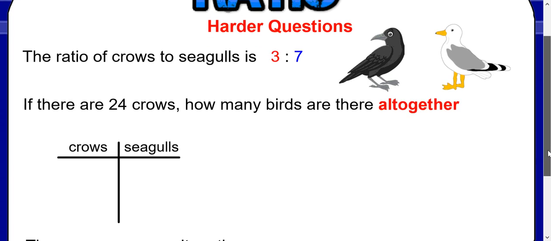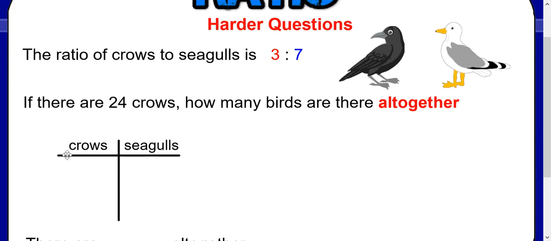So you start the same way with your table. You draw your table out with crows and seagulls. You can still put in your ratio at the top. So the crows was 3 and the seagulls were 7. And I'm looking to find out how many seagulls for 24 crows first. Then we'll come to this altogether part.